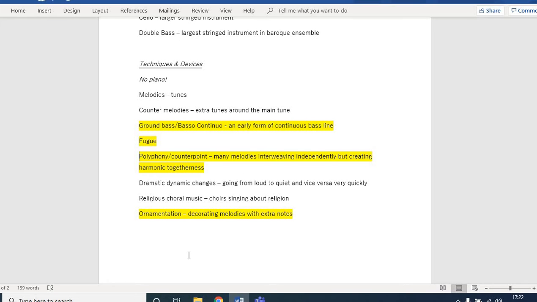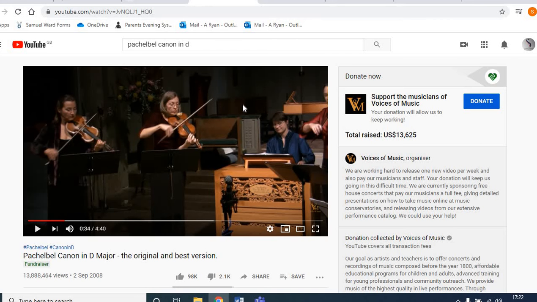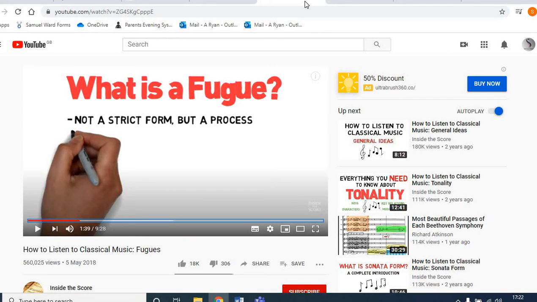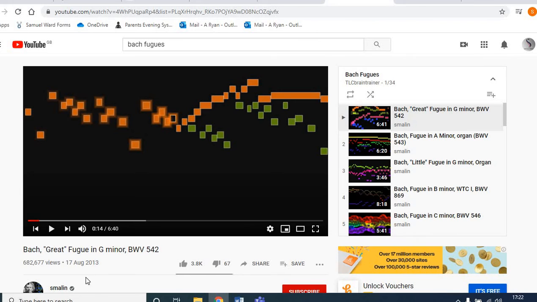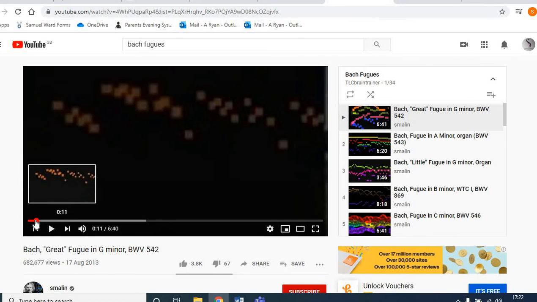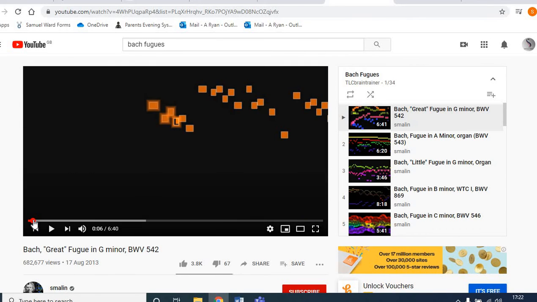Okay, fugue and polyphony. Rather than me explain it for ages to you here, I found a video, what is a fugue, and that goes on to talk a bit about counterpoint as well. Just watch that, it breaks it down for you. And then I've attached a really good example of a fugue by Bach. I thought it was crucial that I introduced you to a piece by Bach because he was the father of the fugue, really, and the father of counterpoint.